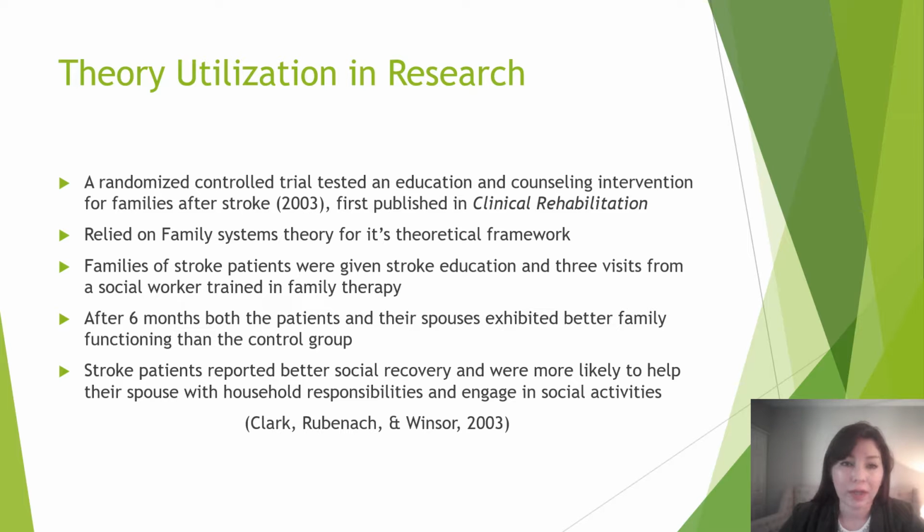So the results were that after 6 months, the patients and their spouses of these families showed that they have better family functioning than the control group. The stroke patients were more likely to help their spouse with household responsibilities, and they were more likely to engage in social activities outside of the home as well. In other words, the families that received family-based intervention showed that they were thriving, that their triangles were much more balanced, and they had a healthy emotional system as compared to the control group.